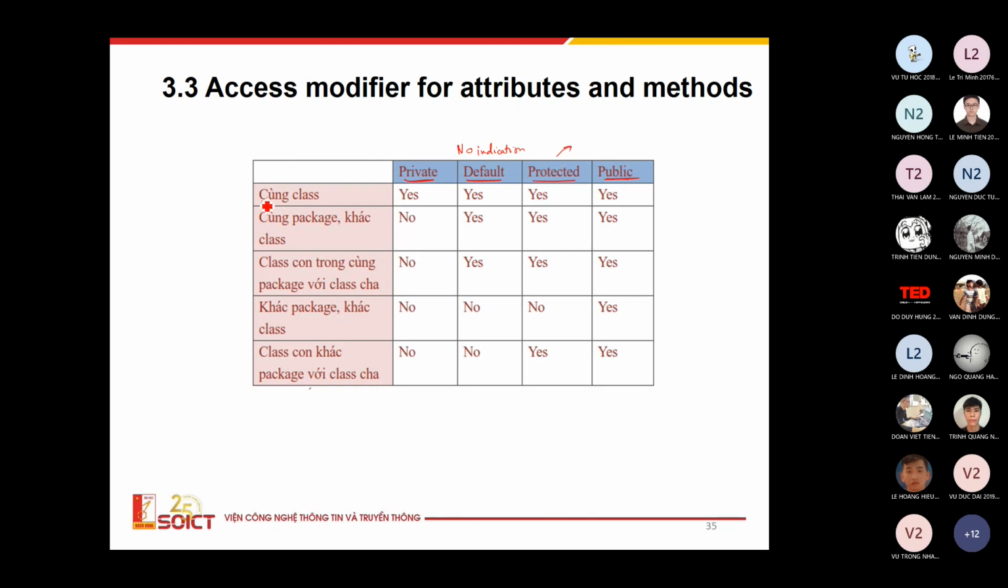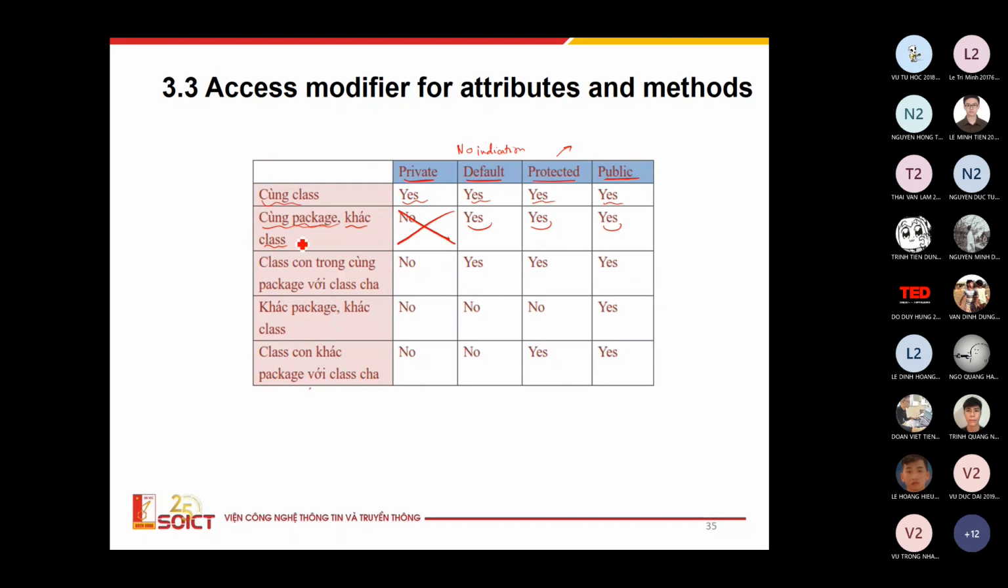Okay, in the same class, you can access every attribute or method that is public, private, no indication, or protected. In the same package but in a different class, you can access the attribute and method with modifier public, protected, or default.